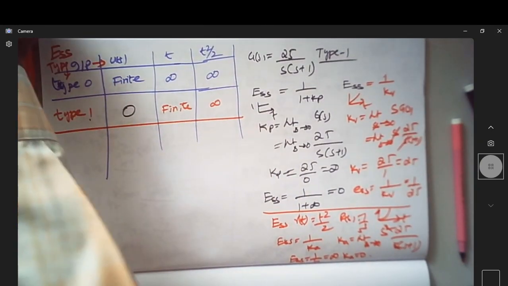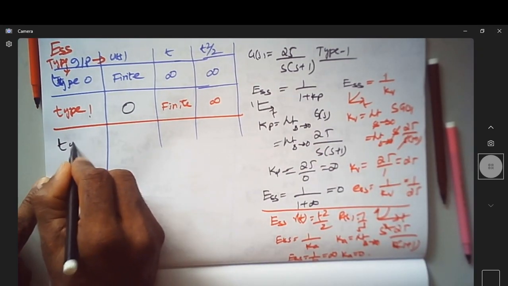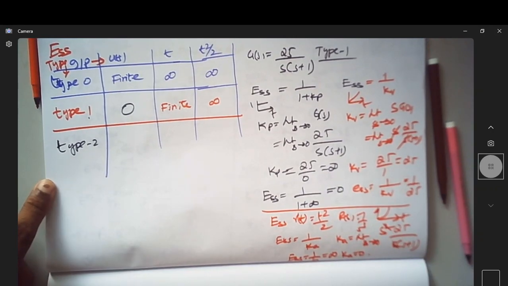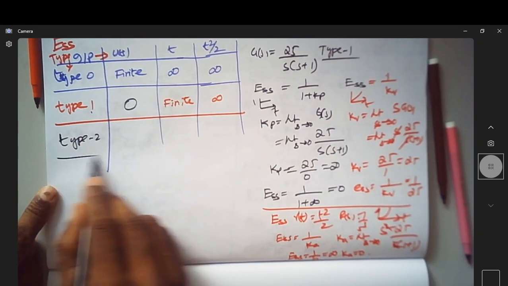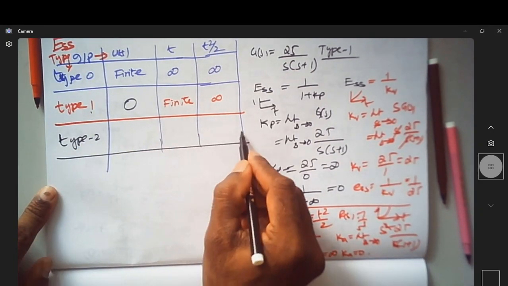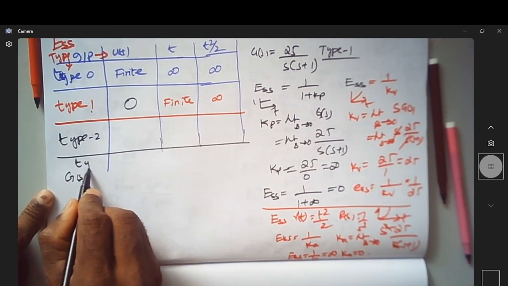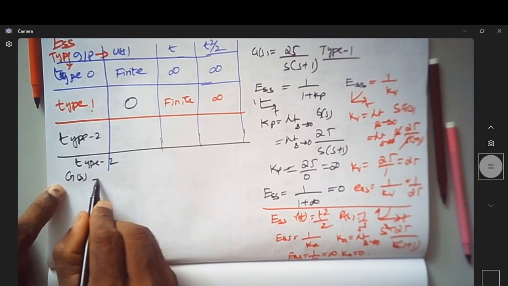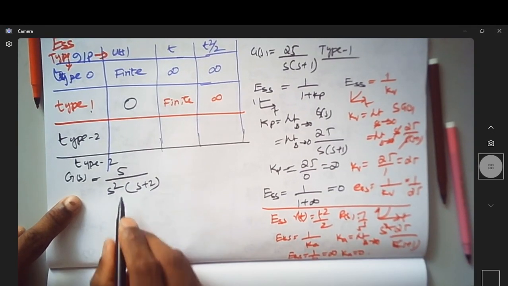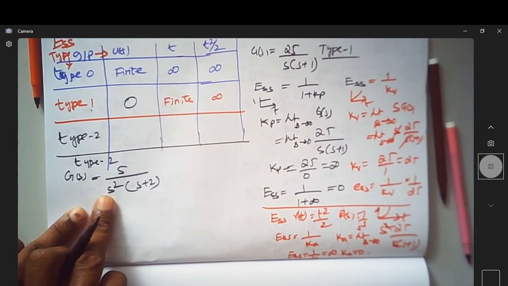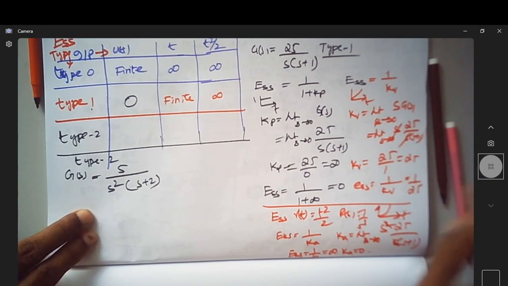So let us now consider type 2 system. When you have a type 2 system, for different inputs, let us see what happens to the ESS. So what is GFS for a type 2 system? Let me take it as some 5 by S square into S plus 2. So this is a type 2 system because it has got 2 open loop poles at the origin.